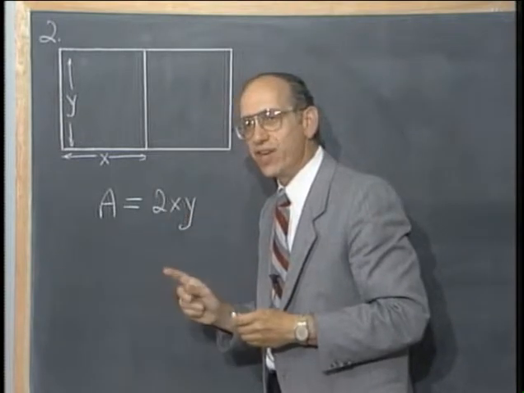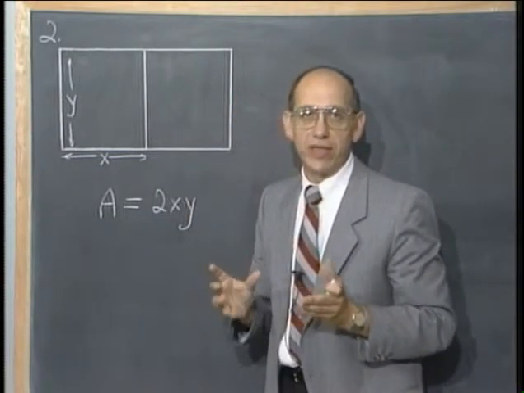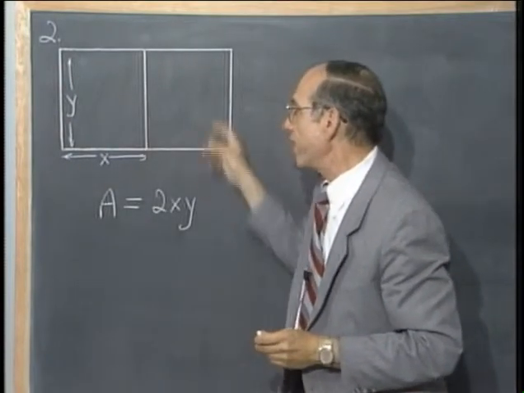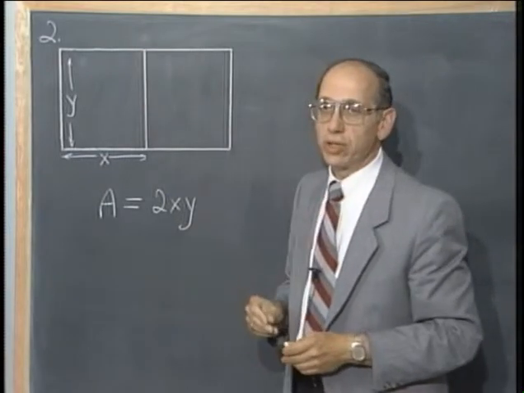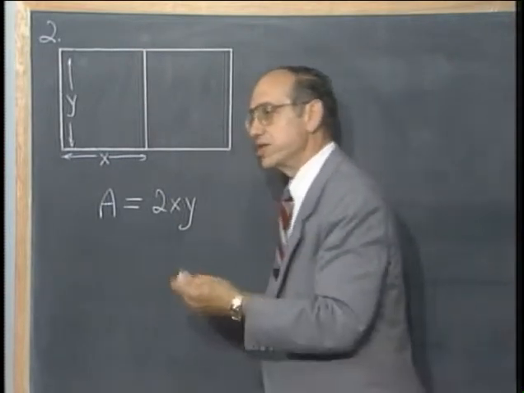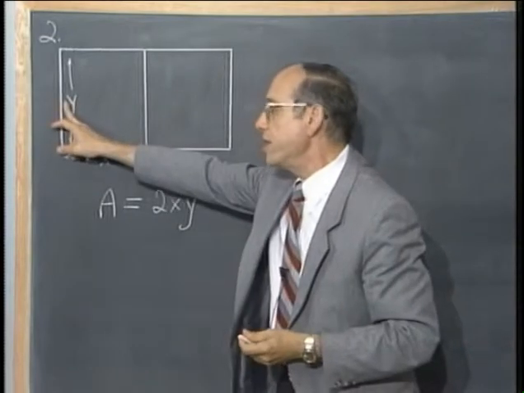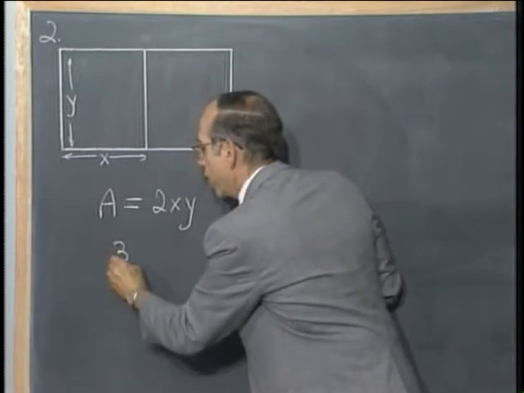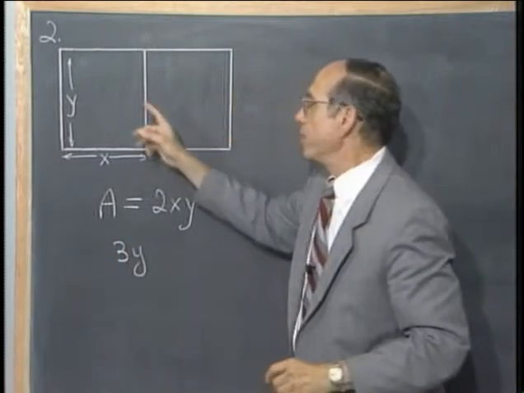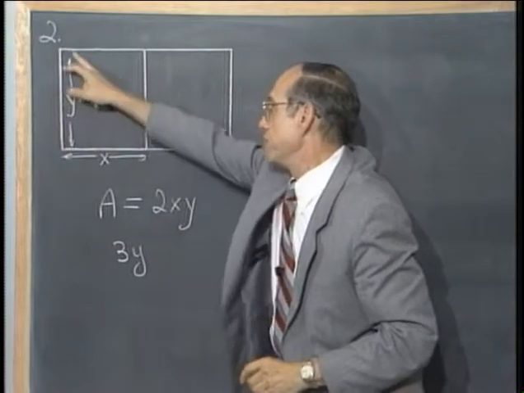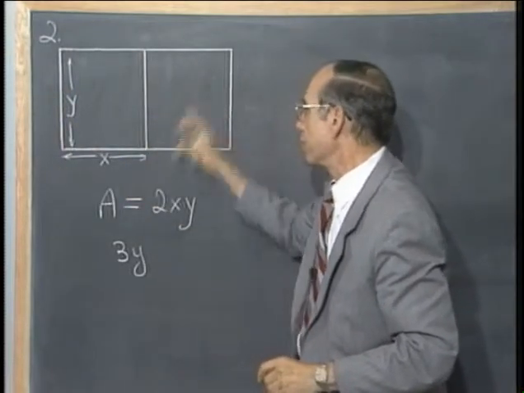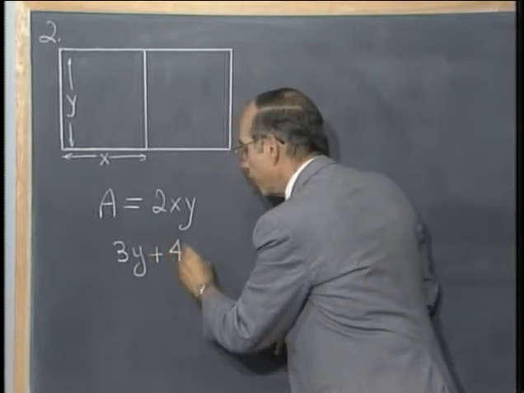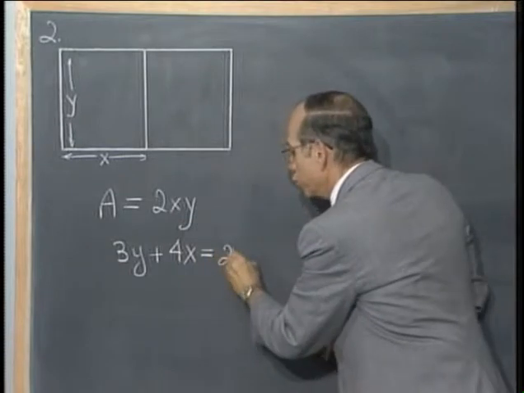But you see, we have an extra condition on x and y that we haven't used yet. And that extra condition is that the total length of fencing that we're going to use must total 200 feet. Now, let's see. How much fencing do we have? y here, another y here, another y here. That's 3y. Then we have distance x here, here, here, and here. So that's 4x. So 3y plus 4x has to equal 200.